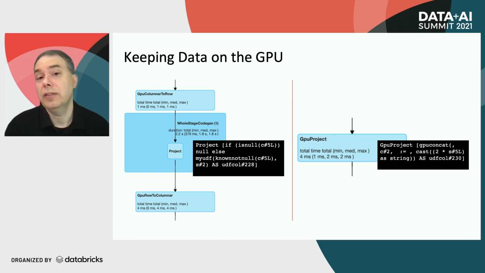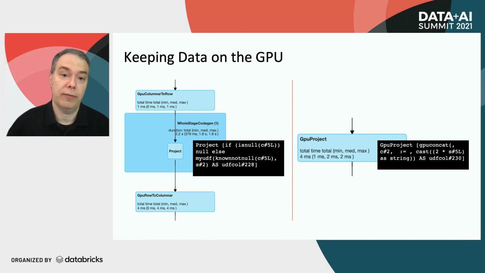On the right-hand side is what we see for this same snippet of the query when the UDF compiler was turned on for this particular case. And we can see that the transitions have been optimized out. We were on the GPU before, we stay on the GPU for the project, and we keep on the GPU afterwards. The transitions were removed. And you can also see, this is a small, trivial example, but the timing spent on the project was just the time spent doing the row to columnar transition, not even including what was spent doing the CPU version of the UDF.